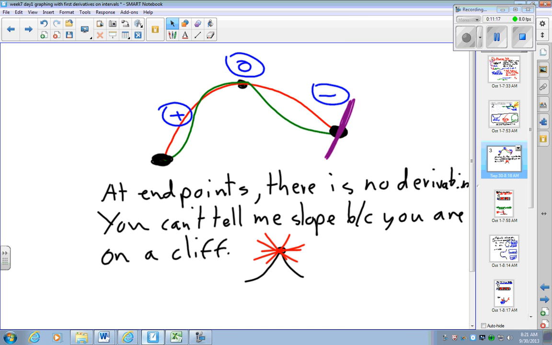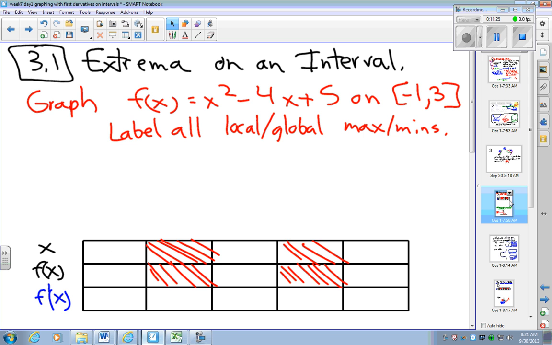Okay? So at endpoints, there's no derivative. It is undefined because it's just hanging off of an edge. Okay? So let's actually dive into a problem, and let's look at this section.